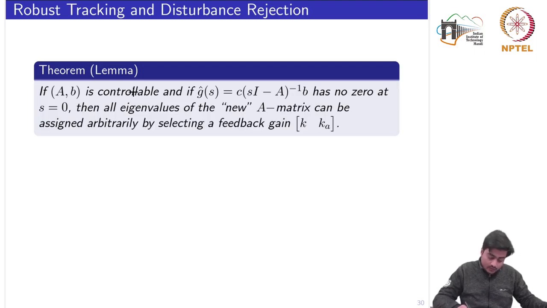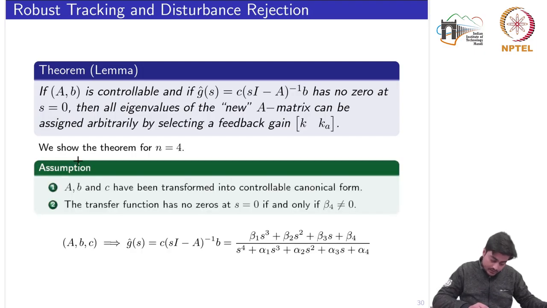So we will see how we can do the proof of this one. We show the theorem for n is equal to 4, again by taking a transfer function. Two assumptions we had taken here. First of all, given any form of the original A, B, C pair, we have transformed it into the controllable canonical form, so that the visualization becomes pretty much easy.